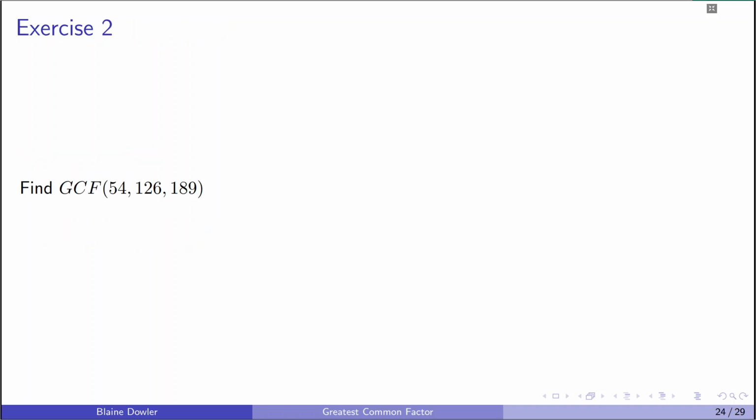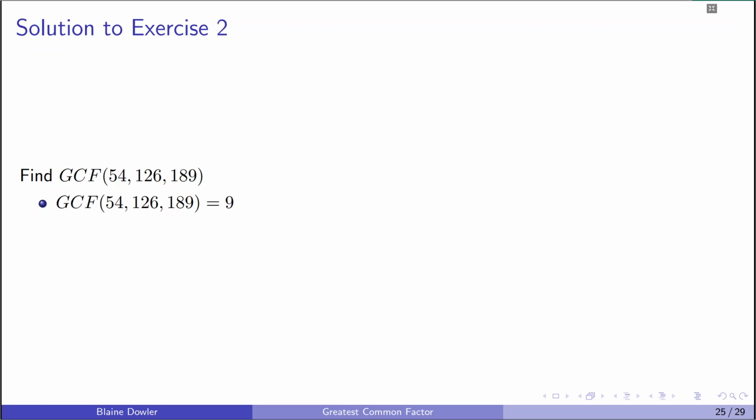Exercise 2. Find the greatest common factor of these three numbers, 54, 126, and 189. Pause now and take the time you need. All right, looking at the greatest common factor of these three. It is 9. We could do that with technology. We could break it down 2 at a time. This is what we eventually get to. They are all multiples of 9.